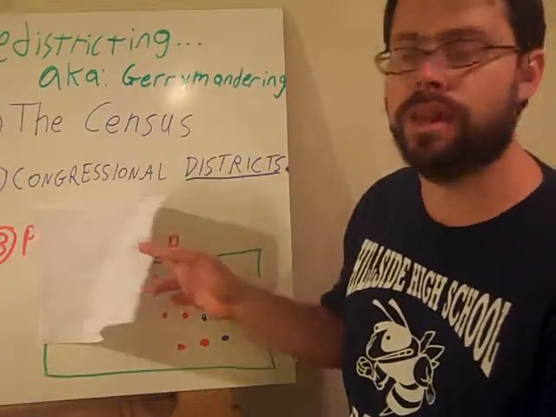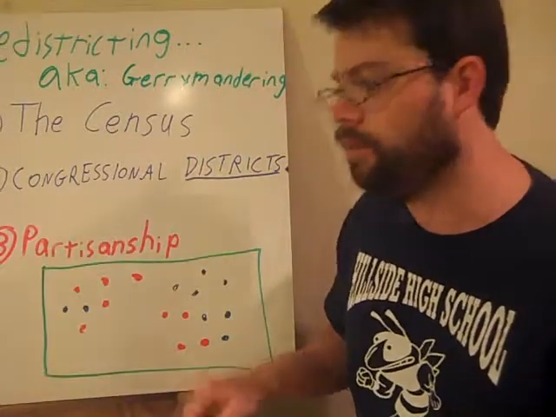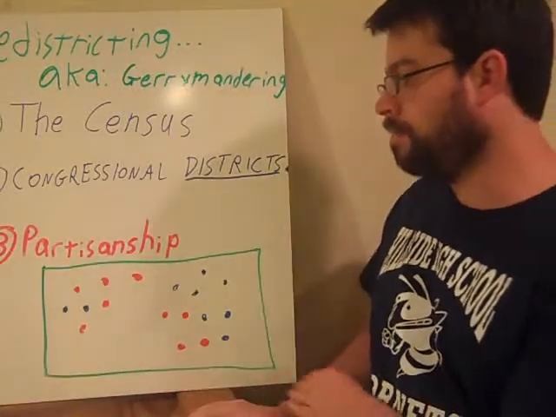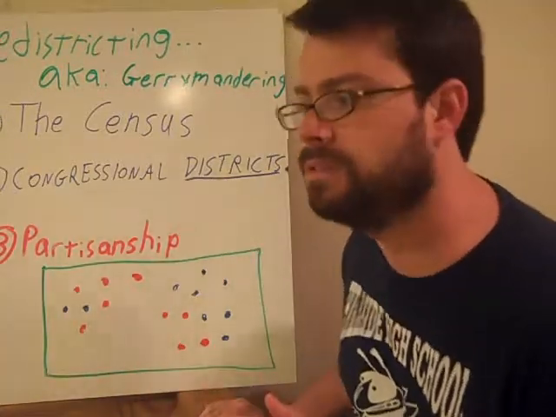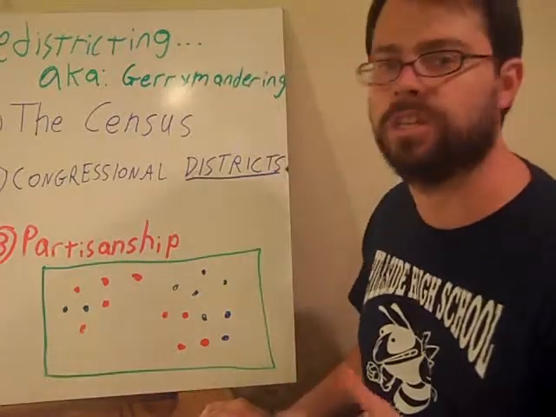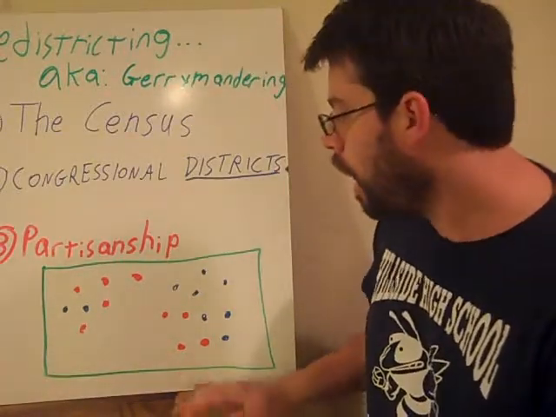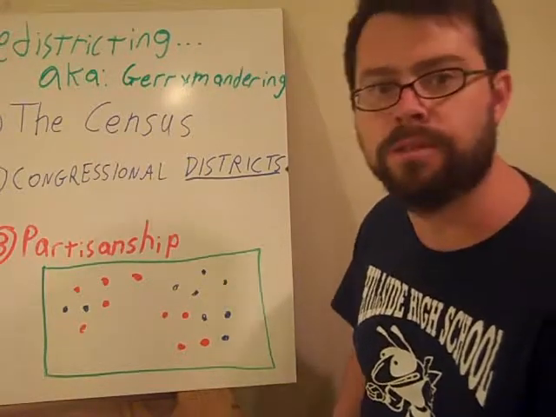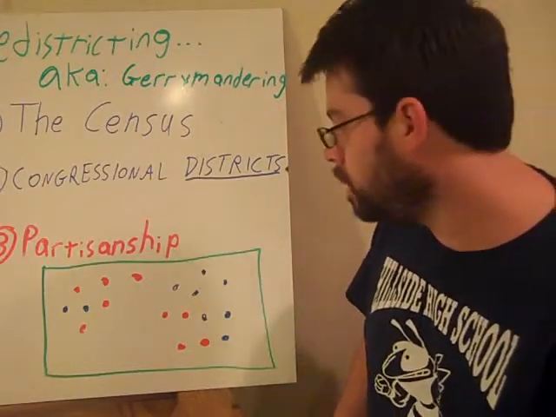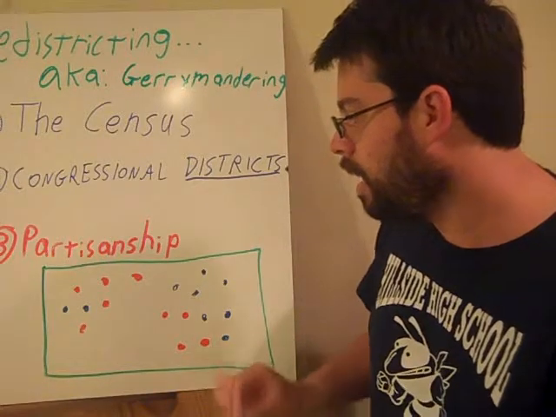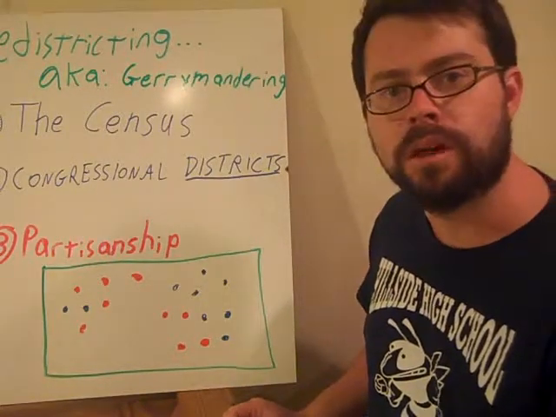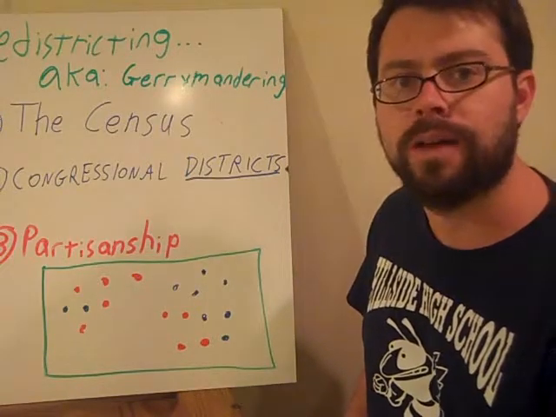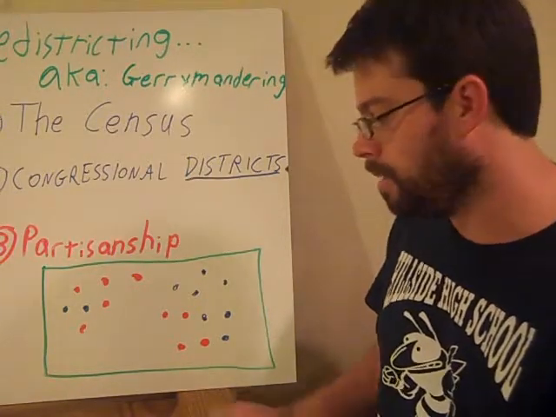So let me give you an example to show you how this can work. We have here a mythical state. We'll call this North Carolina, but obviously it doesn't look like North Carolina. I have 18 different people. Each dot represents a person. So 18 people in the state. Red dots are Republicans, blue dots are Democrats. There are 9 of each. So we have 9 Republicans and 9 Democrats.